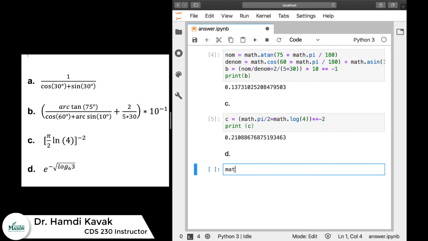In this final question, we use math.exp function, which calculates e to the power of something, which is minus square root of logarithm base 6 of 3. Here, note that the second value we pass to the log function is the base value.